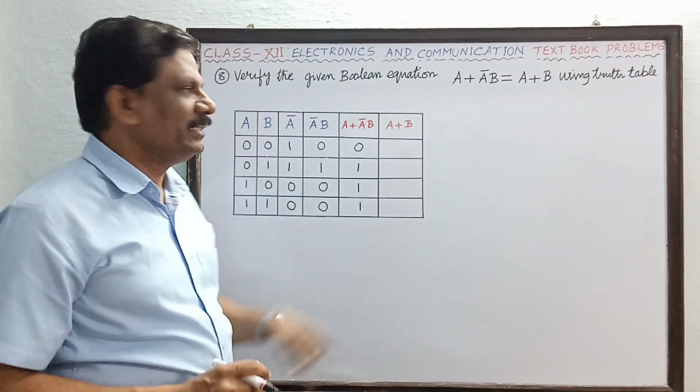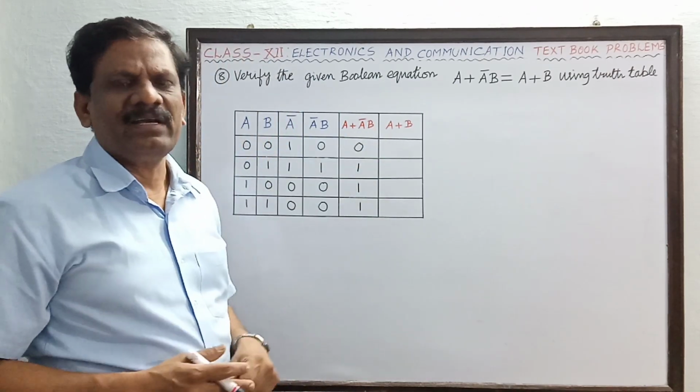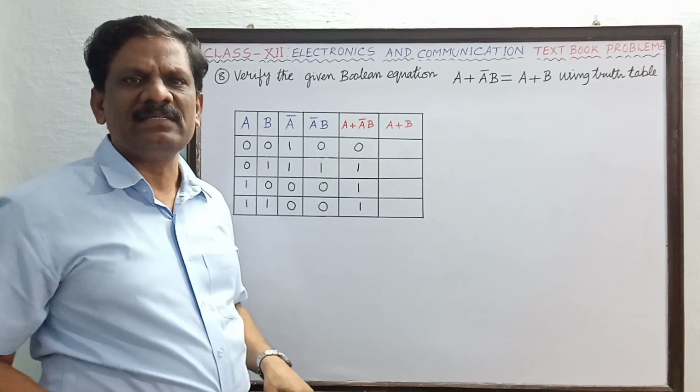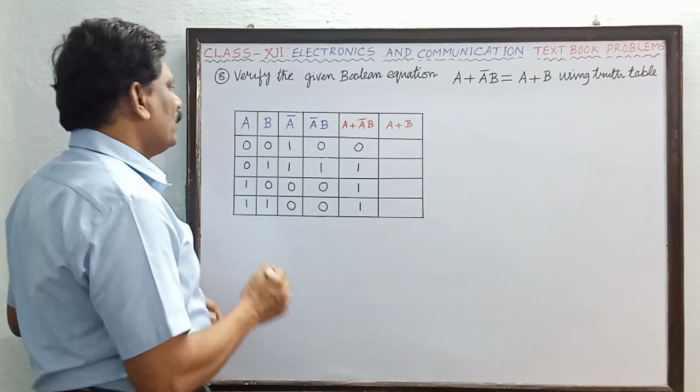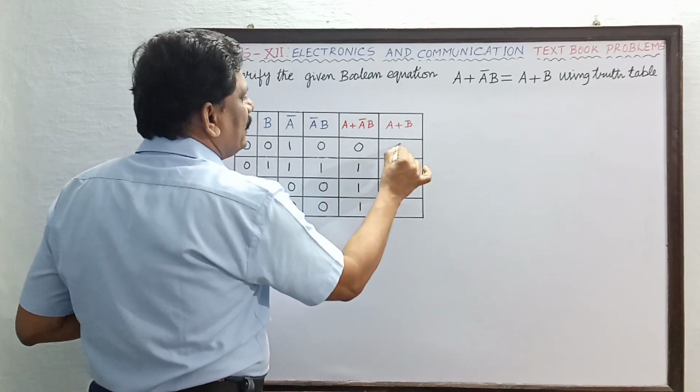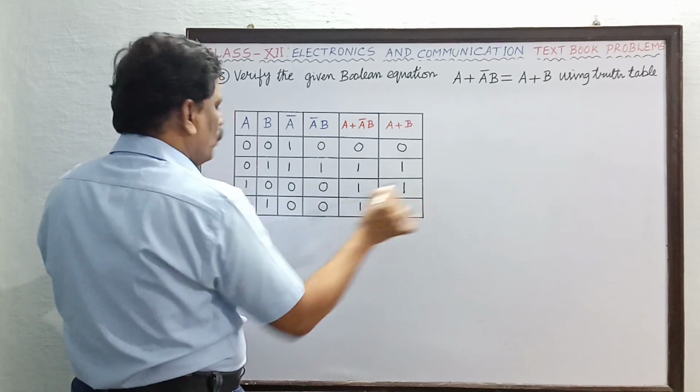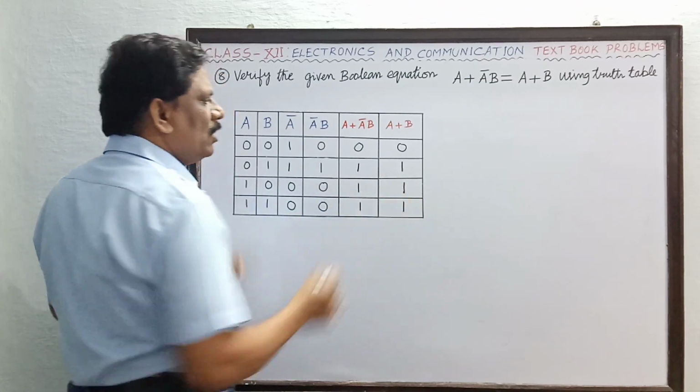Now you see the last column is nothing but the output of which logic gate? OR gate, A plus B. Is it not? We definitely know that the OR gate will give the output when any one of the inputs is high. Therefore 0 plus 0 is 0. 0 plus 1 is 1. 1 plus 0 is 1. 1 plus 1 is also 1.